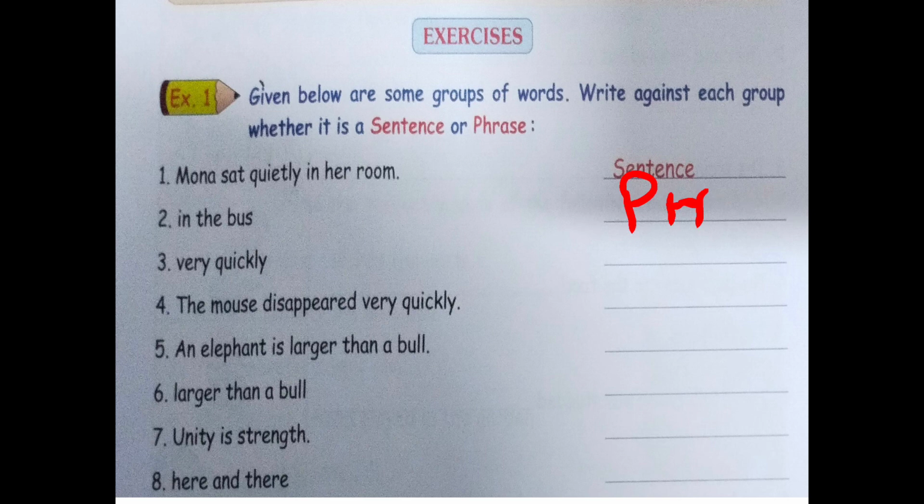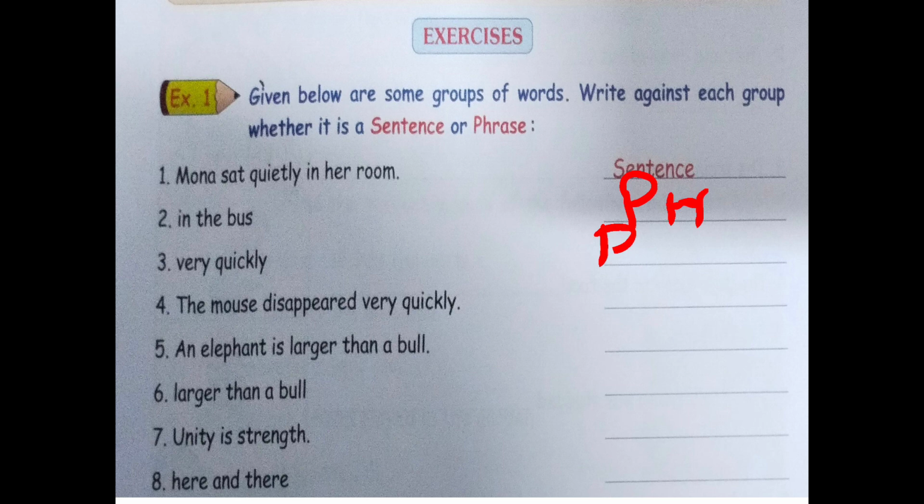Now these are also a group of words, but it does not make a complete sense. पूरा meaning नहीं बन रहा है. So is it a sentence or a phrase? Yes, it is a phrase again. B. Next is number 4.